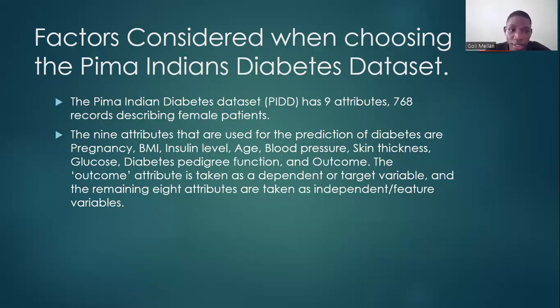The outcome attribute is the dependent variable, as we shall see in supervised learning. The dependent variable obviously must depend on some independent variables. So the outcome here is the dependent variable. It consists of only two values, 0 and 1, where 0 shows that the person is non-diabetic and 1 shows that the person is diabetic. The rest of the attributes in this data set are independent variables.